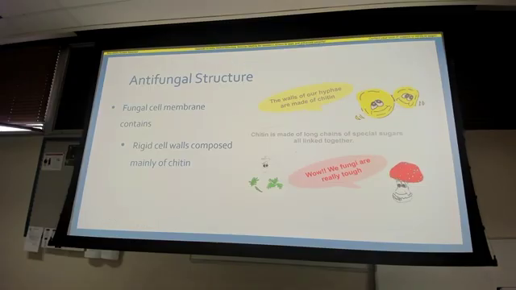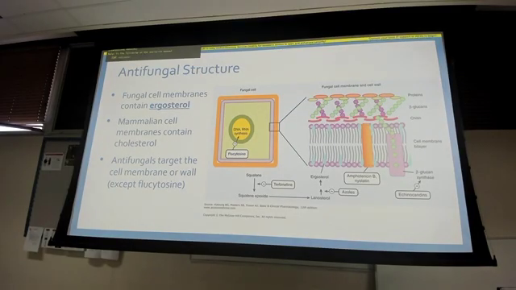So when we think about the antifungal structure, we want to realize it's going to be a little bit different from our bacteria. Fungal cell membranes contain rigid cell walls composed mainly of chitin. And another important thing is that fungal cell membranes contain ergosterol, compared to mammal cells, which contain cholesterol. So for our fungal species, remember the cell membrane is going to contain ergosterol.